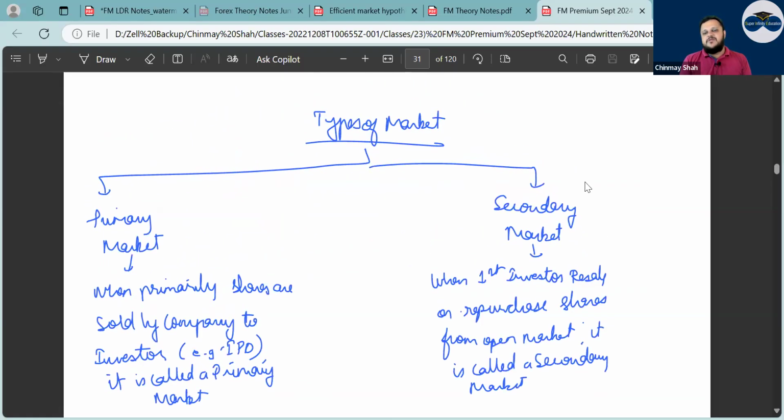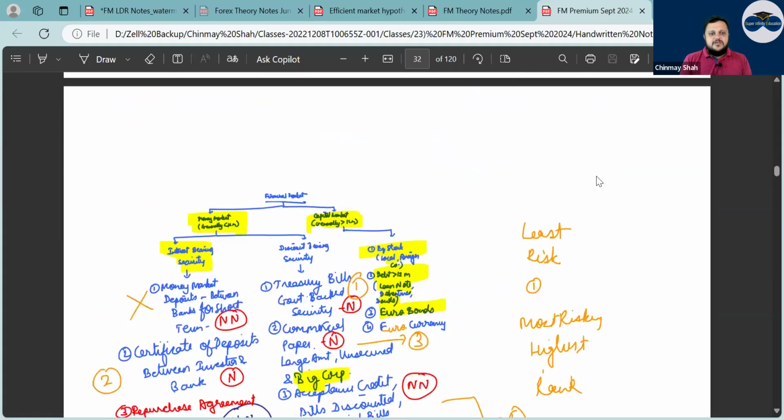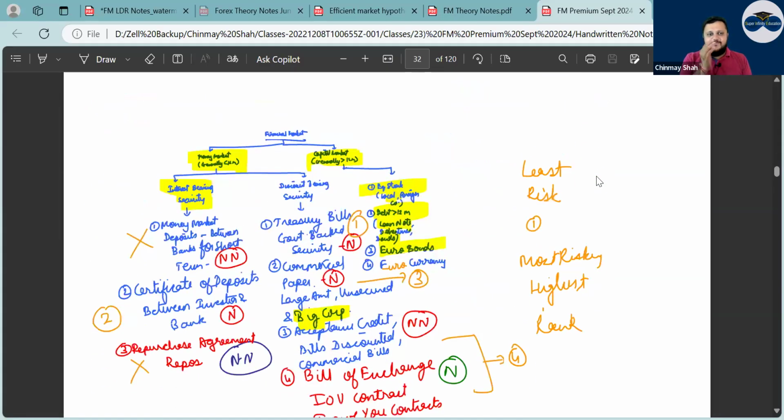Types of market, you have primary market and secondary market. Where shares are sold for the first time by a company to the investors, it is called the primary market. Secondary market means when the first investor resells or repurchases shares from the open market. Then the financial market is the money market and capital market, correct?